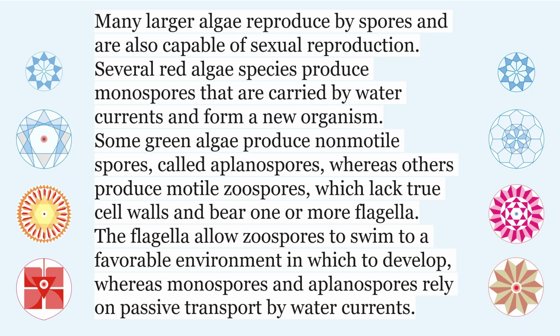Now many large algae are produced by spores and also by asexual reproduction. Several red algae produce monospores, which are carried by water currents and form a new organism. Some green algae produce non-motile spores called aplanospores, whereas others produce motile zoospores, which lack a true cell wall and bear one or more flagella.